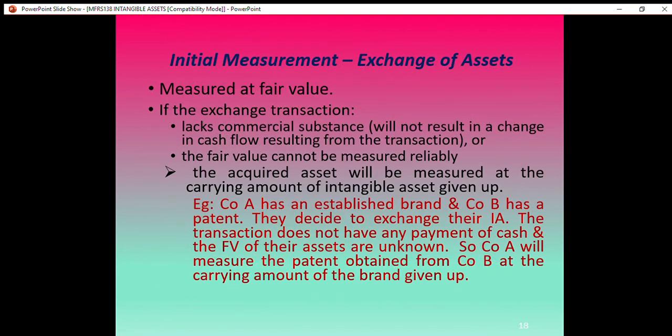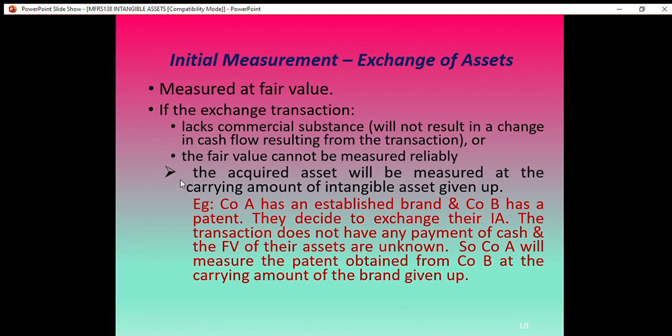Next, the initial measurement of intangible assets that are acquired through exchange of assets. When an intangible is acquired through an exchange of assets, the intangible must be initially measured at its fair value. However, if the exchange transaction lacks commercial substance, that means it does not result in a change in cash flow resulting from the transaction, or the fair value of the intangible cannot be measured reliably, the acquired asset will be measured at the carrying amount of the intangible asset given up.